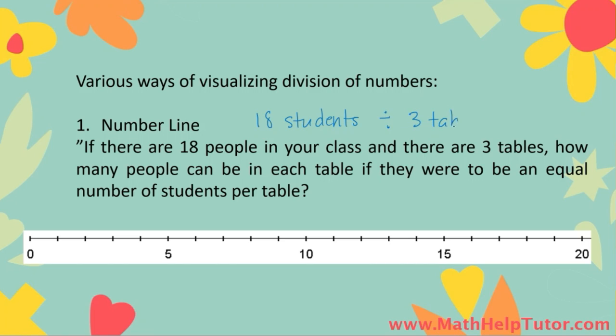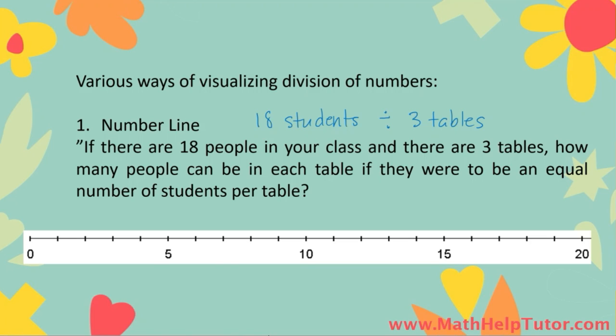And you'd like to know how many students are in each table if there are exactly the same number of students per table. So again, there are 3 ways we can visualize this problem. We can say how many equal segments of 3 are there in 18? Or if I divide 18 into 3 equal parts, how big is each segment? Or how many times can I subtract 3 from 18? Again, it's up to you how to best visualize this division problem, but it seems for this problem, the best would be the second one, which is how many students are there in each table.